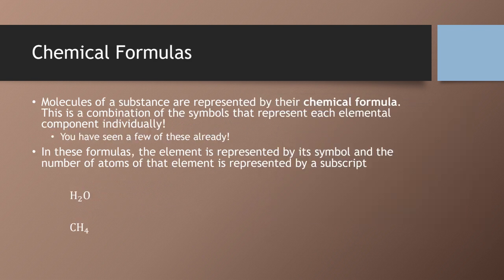We represent molecules by their chemical formulas. It's the combination of the symbols that we use to represent each of the elements. And then we use a subscript to tell you how many of those atoms are in that molecule. So for example, H2O, which is water, will tell you there are two hydrogen atoms and one oxygen atom in a single molecule of water.